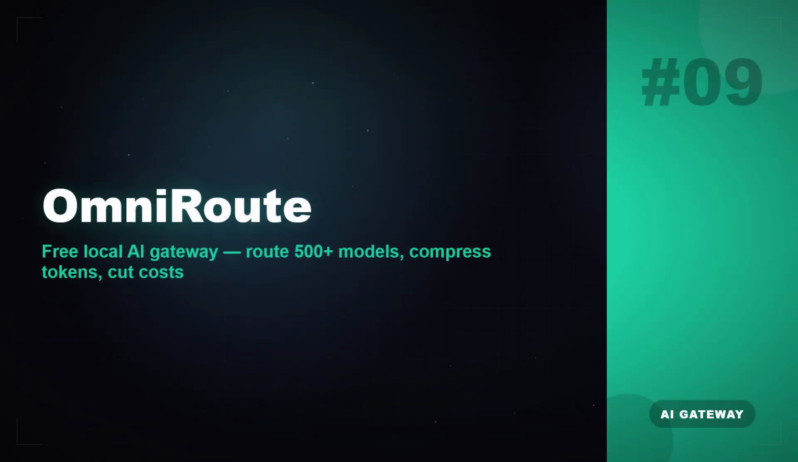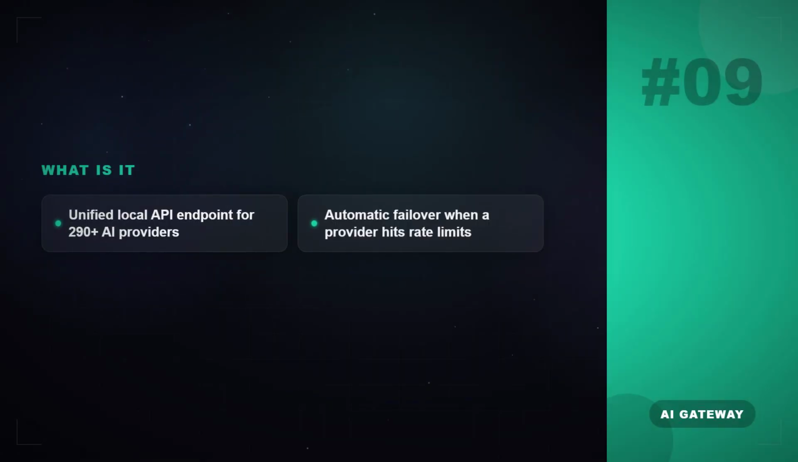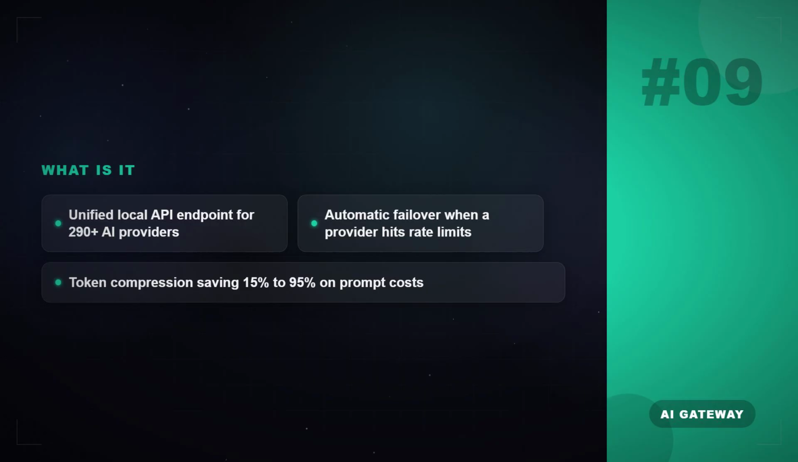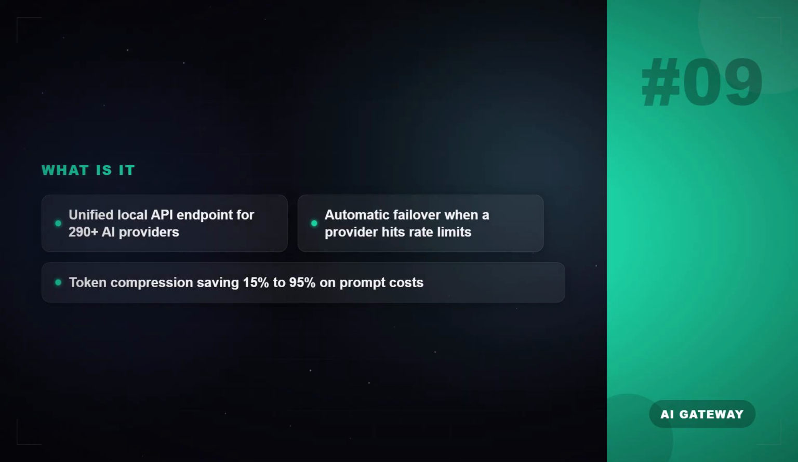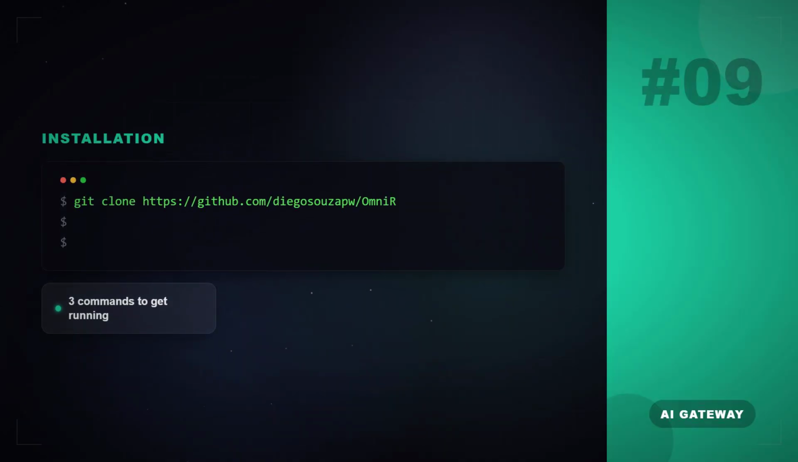Number 9. OmniRoute. A free, local AI gateway that routes 500 plus models and compresses tokens to slash your API bills. OmniRoute gives you a unified local API endpoint for over 290 AI providers. It automatically fails over when a provider hits rate limits, and its token compression engines save between 15 and 95% on prompt costs. Clone the repo and spin it up with Docker Compose.